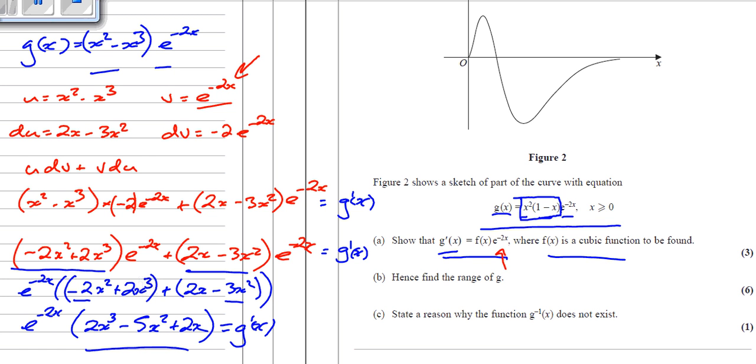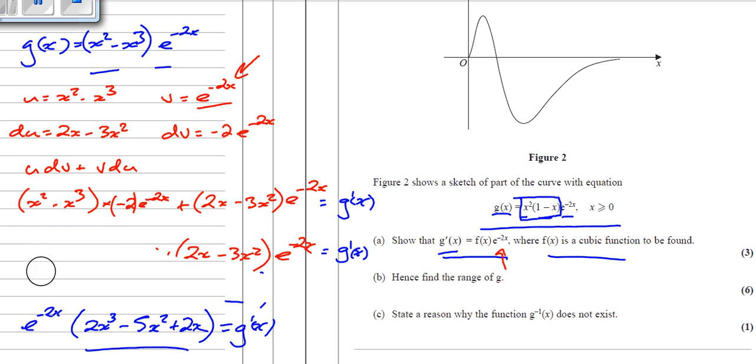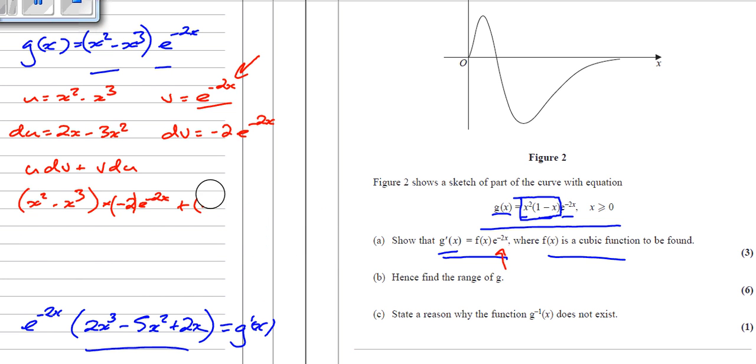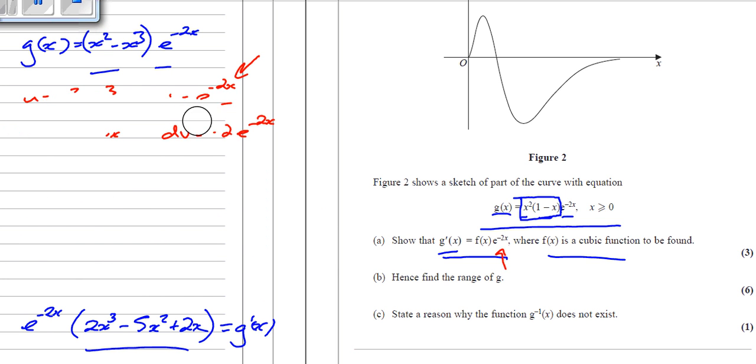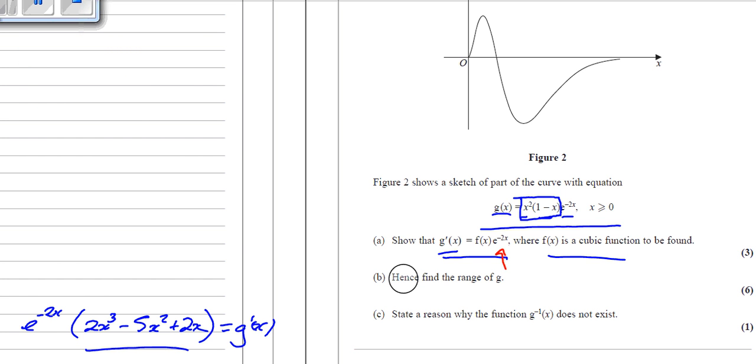So now what we've got to do is find the range of g. The first thing you need to know is that finding the range of g just means what can all the y values be. And it says hence. It doesn't say hence or otherwise, it says hence. So it means that we've got to use part A to help us find the range of g. So how does that help us? How does finding g dash of x, which is the gradient function, help us find the range of g?